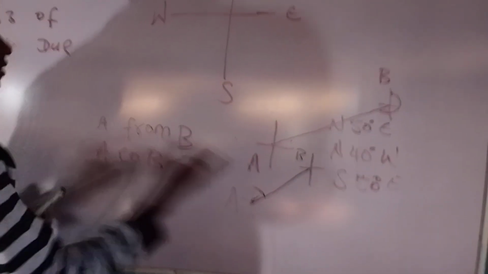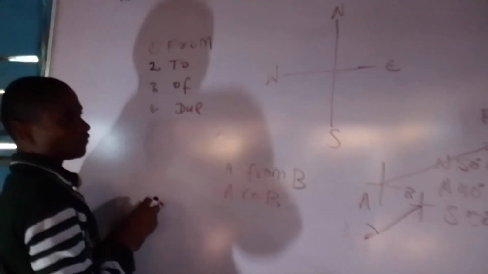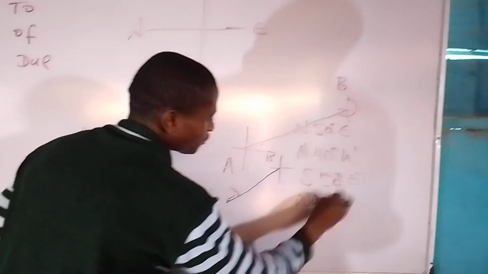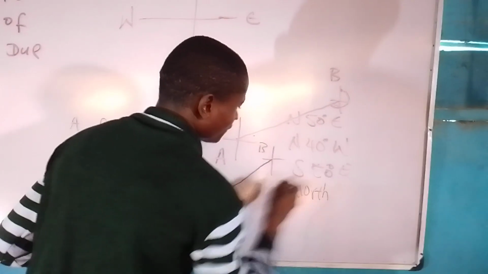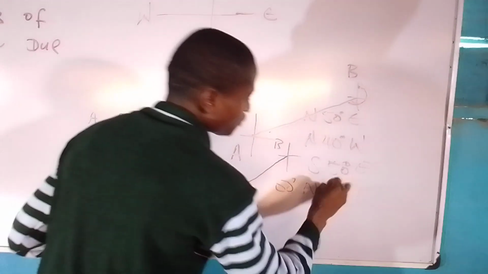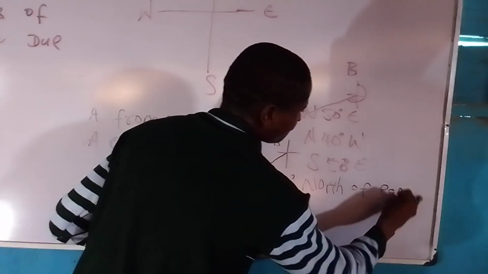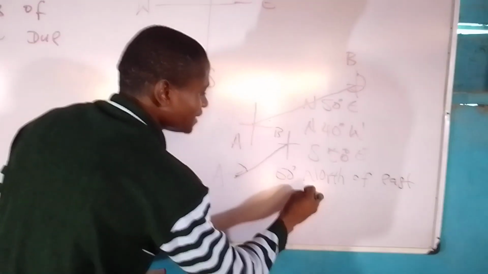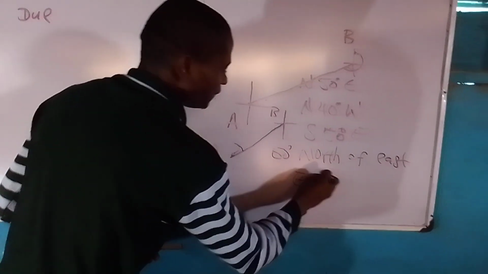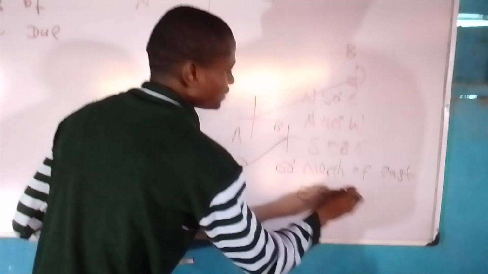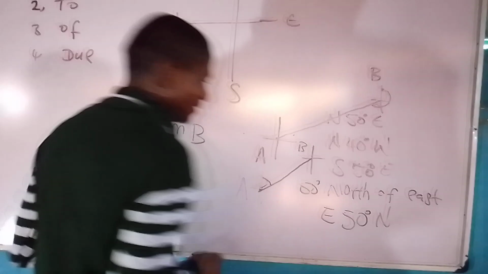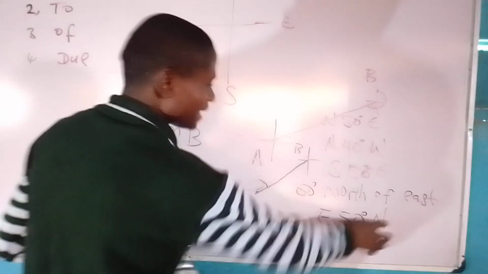Now, look at this one. If they give you something like 50 north of east, what does it mean? 50 north of east simply means east 50 degrees north. That's what it means. So we are taking our bearing of east from here. That will be east 50 north. That's what this means.